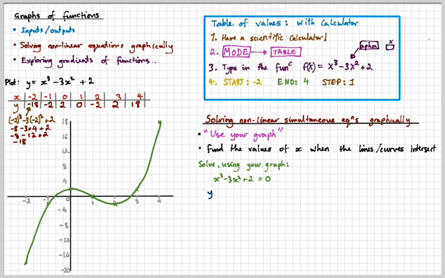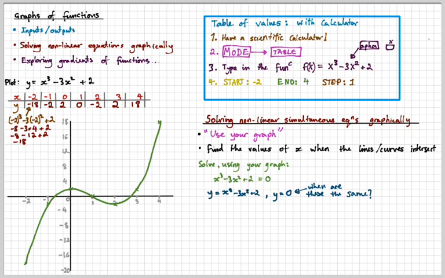Now on the left hand side of that equation we have, say, y equals x cubed minus 3x squared plus 2, which we already drew in the previous video and appears as that curve in green. On the right hand side we could say we have y equals 0. What we're looking for is when these two equations are the same. When are these two the same? That's what we're solving, really.